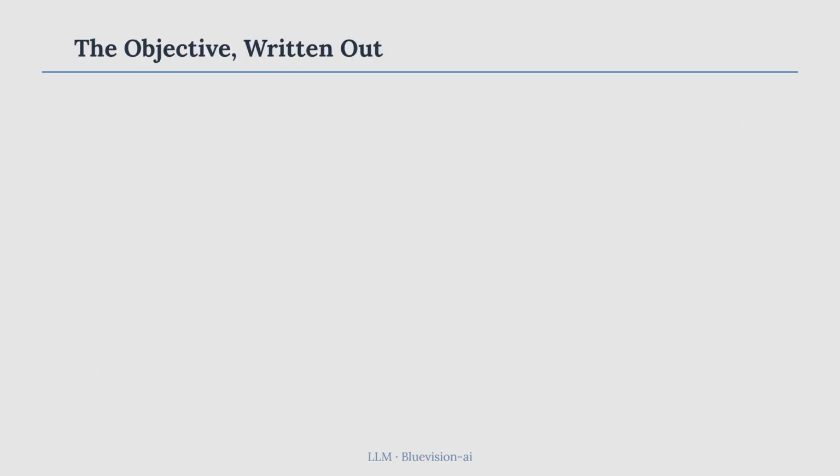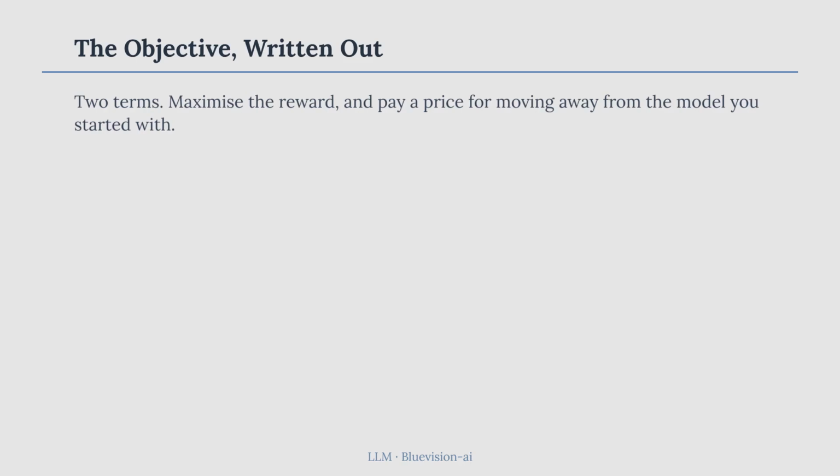Here's the line that box was standing in for. Two terms. Maximize the reward and pay a price for moving away from the model you started with. Maximize the expected reward from the reward model. That's the first term, and on its own, it's what you'd write down straight away. Then, minus beta times the KL divergence between the policy and the reference. The reference is the SFT model, the one you started this stage with. So the second term is measuring how far you've wandered from it and charging you for the distance.